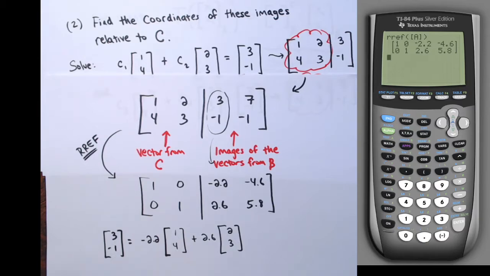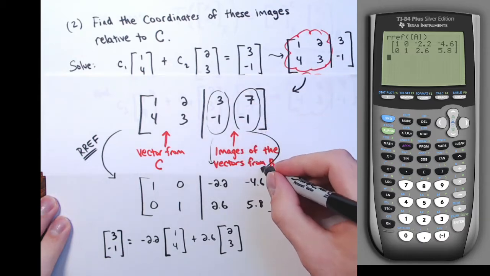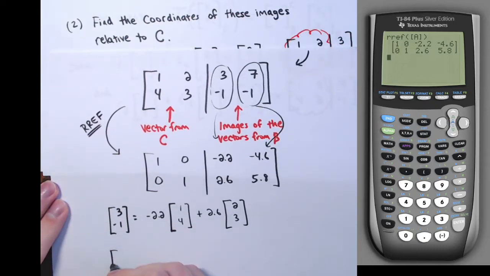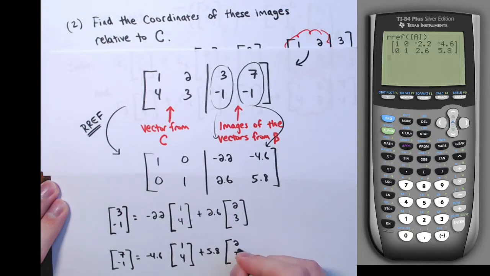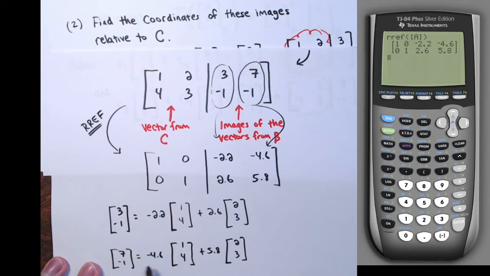So this works. And then we were writing this second column as the coordinates of the vector 7, negative 1 relative to C as well. That vector 7, negative 1 is negative 4.6 times the first vector from C plus 5.8 times the second vector from C. And again, you can double check this: negative 4.6 plus 11.6 would be 7, and the second one would be negative 1. It works out.